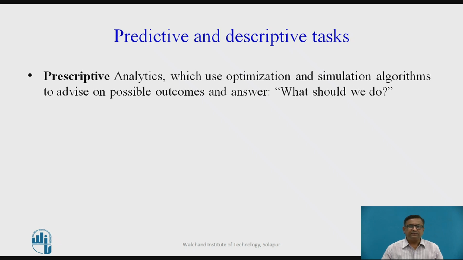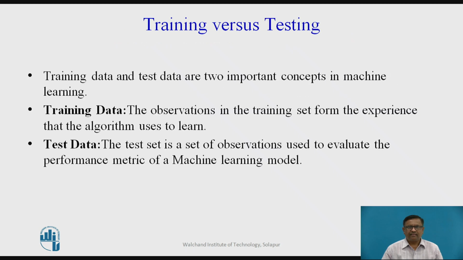And the third one is prescriptive analytics, which uses optimization and simulation algorithms to advise on possible outcomes and can answer questions like what should we do. So, it is different from prediction, in that a course of action can also be described by this prescriptive analytics. Here, the machine learning models are first trained and then they are tested. So, what is training and what is testing, that we are going to discuss.